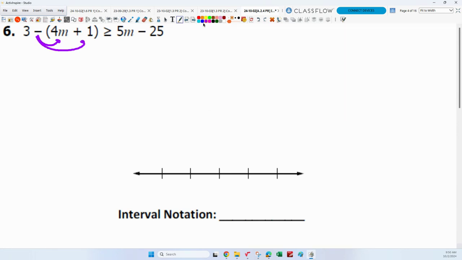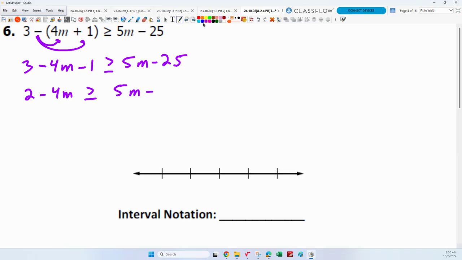So now one thing that sometimes people want to do here is include the 3 when they distribute, but it's not. It's 3 minus the quantity. So the 3 stays out front. I'm just distributing the negative sign. What do I get? -1 is greater than or equal to 5m minus 25. Okay, so now what? I guess I could combine. 3 minus 1 is 2, right? We could do that. 2 minus 4m is greater than or equal to 5m minus 25.